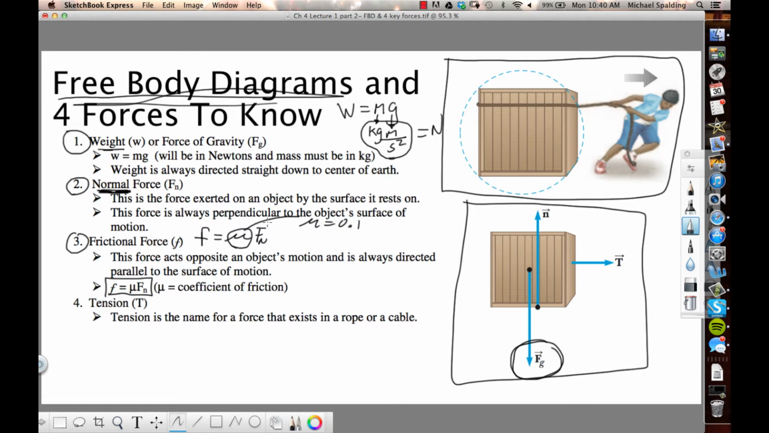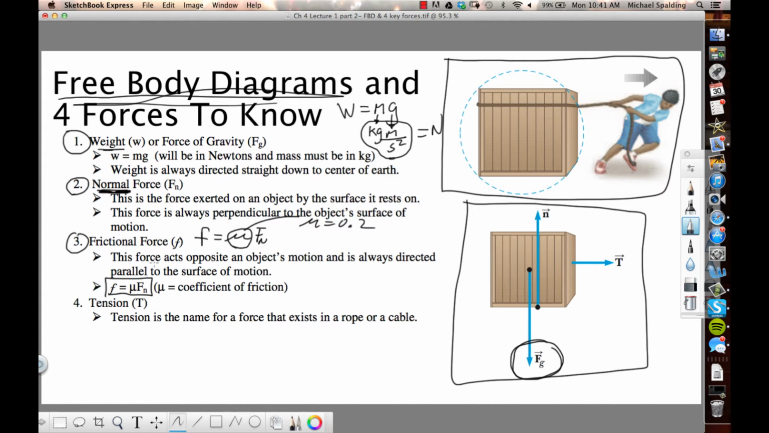What if the coefficient were 0.2? Then friction is 20% of the normal force. Does that make sense? Think of it like a percentage. No unit on the coefficient. It usually ranges from 0 to 1. It could be above 1, but usually not.